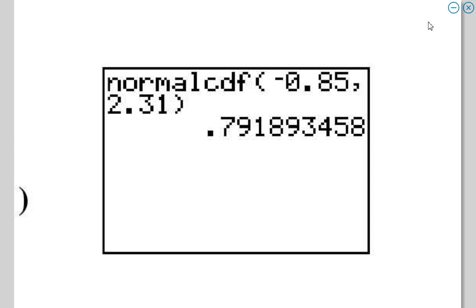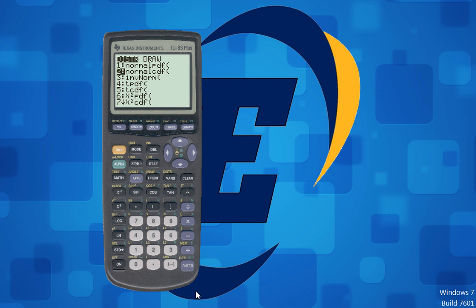Yeah, you have to put the comma. That's a good question. So normal CDF, and you can put the lower z-score first. That's the lower boundary, negative 0.85, comma, the upper boundary, 2.31. And the comma is right above the 7. So there it is. You guys can handle that? Okay?